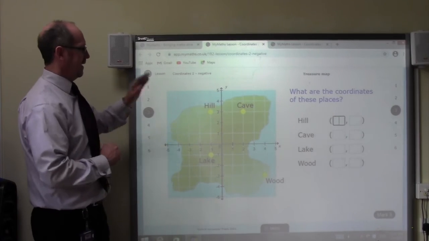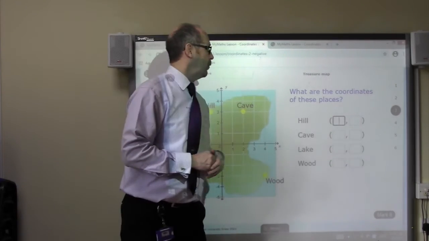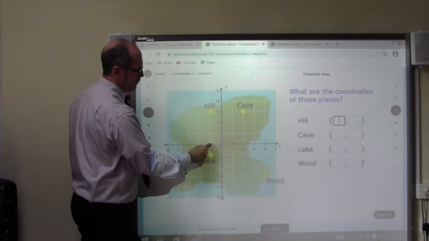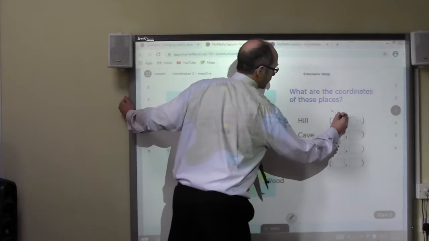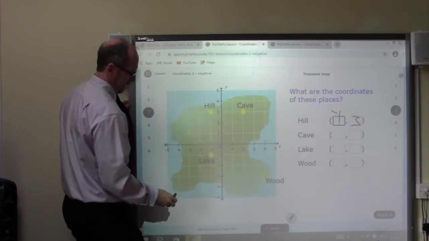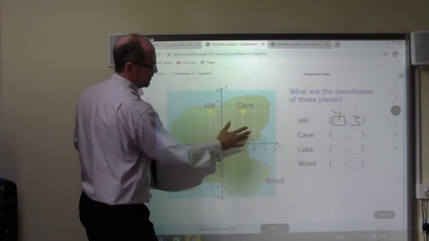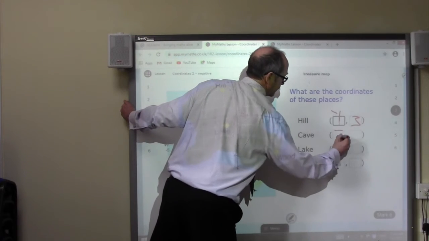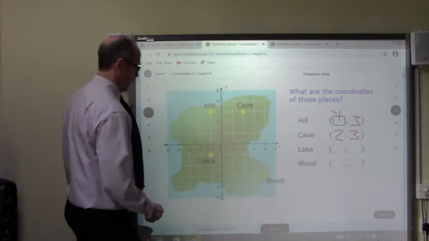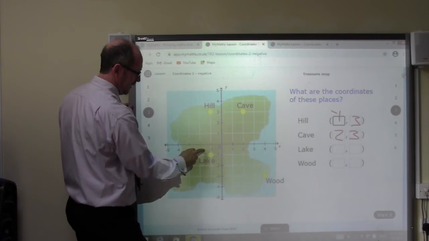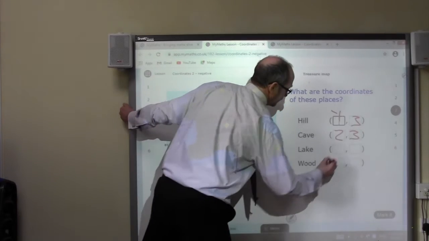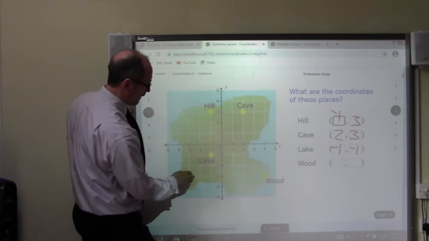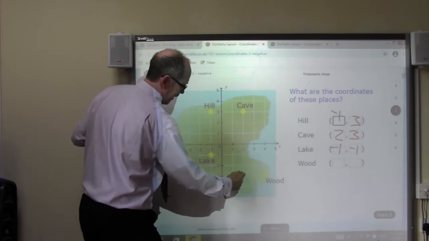No one complaining. So over here we've got the map again. What are the coordinates of these places? The hill is over here. So we've got minus 1, 3. Then we have the cave, which is in that quadrant there, which we're happy with. 2 along, 3 up. Then we have the lake, which is along first, so it's minus 1, minus 1. The wood is the final one, so we're going across first, so it's 4, minus 3.